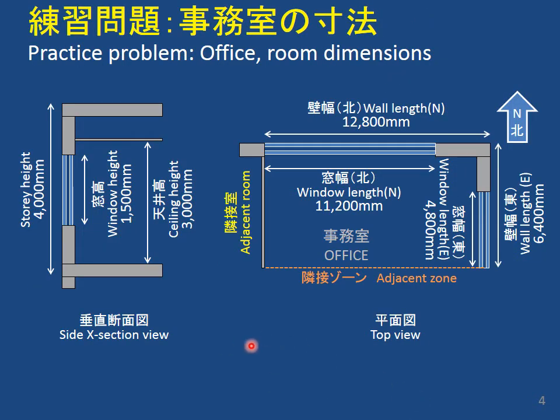So we're doing a practice problem. This is from a textbook. These are the dimensions of a room. This is north. So this is a northeast corner room with two windows, like this. There's an adjacent room, and another adjacent room.